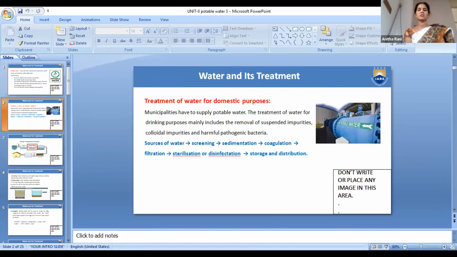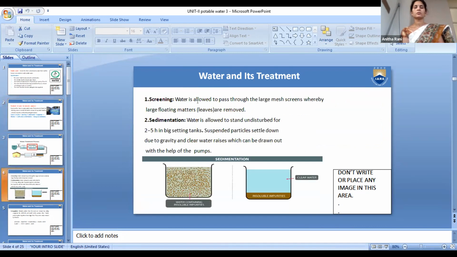So the steps we discussed in the previous class, up to disinfection or sterilization, I'll just repeat. First step is screening, second step sedimentation, third step coagulation, fourth step filtration, fifth step disinfection. So we completed 4 steps. First one is screening.